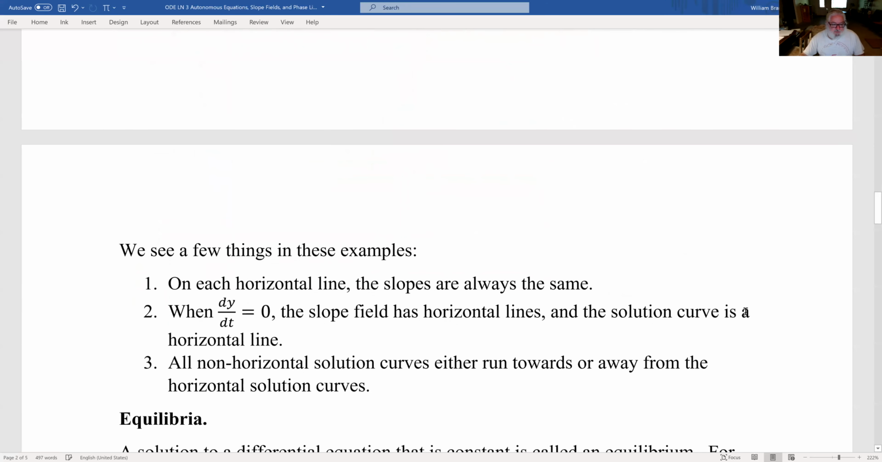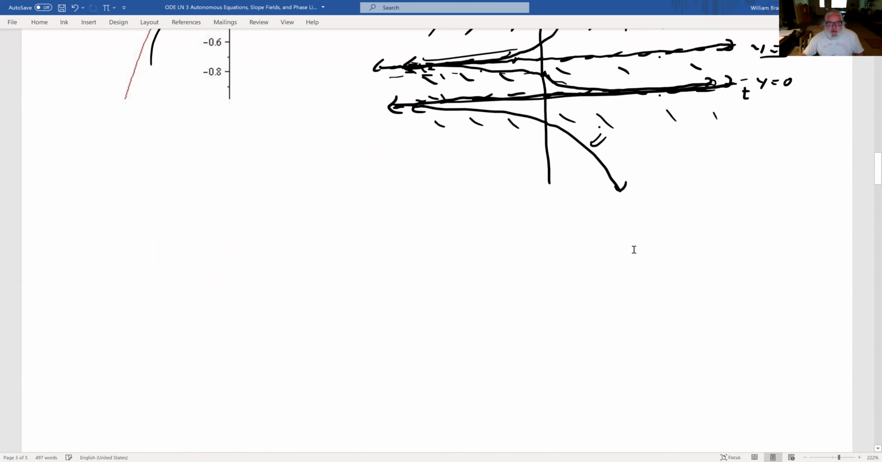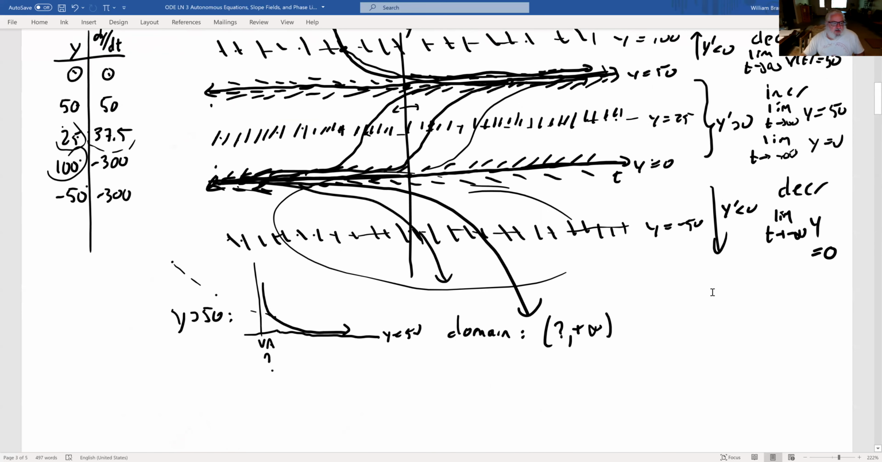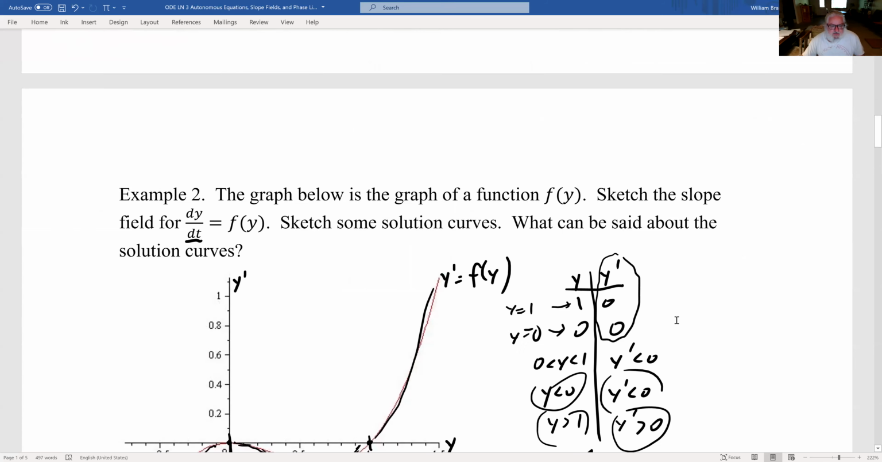Okay, so we see a few things in these examples. On each horizontal line, the slopes are always the same, right? And what that is saying is that if I pick a line, which we did up here, like y equals 25, here's a horizontal line, y equals 25. All along that line, you have exactly the same slope because your dy/dt depends only on y and not on t. And that's what gives it a left-right symmetry.